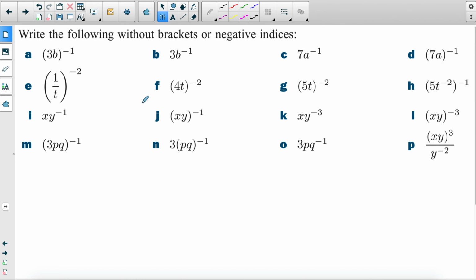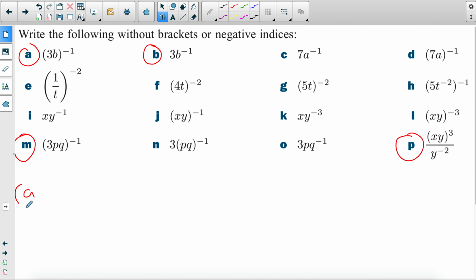I'm just going to do a couple of questions. I'm going to do A and B just to compare how different these are, and then I'm going to attempt P. Do try the rest of the questions, especially those that look very similar, like J and K and N and O, because they have the same terms, but the negative is on a different value.